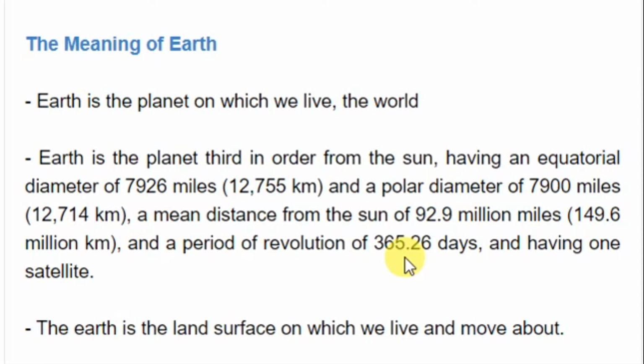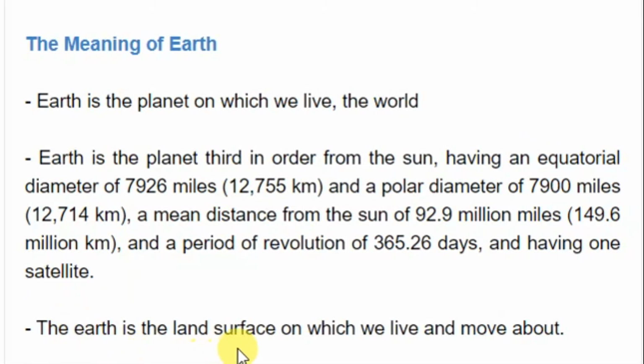The movement of the earth around the sun takes 1 year, but the movement of the earth around its own axis, the rotation of the earth around its own axis, is what we call rotation, and it takes 24 hours. And it has one satellite, which is the moon. So the earth has one natural satellite, the moon. There are many artificial satellites which we don't talk of here; here we are talking of natural satellites.